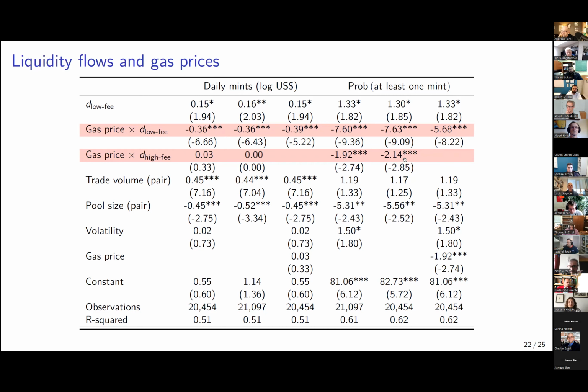And this again is consistent with the story. We see fewer mints, but because there doesn't seem to be an effect on the aggregate amount of liquidity minted, these fewer mints tend to come from larger liquidity providers that potentially are migrating from the low fee pools. So this is consistent with a shift in liquidity clienteles when the gas prices are high.